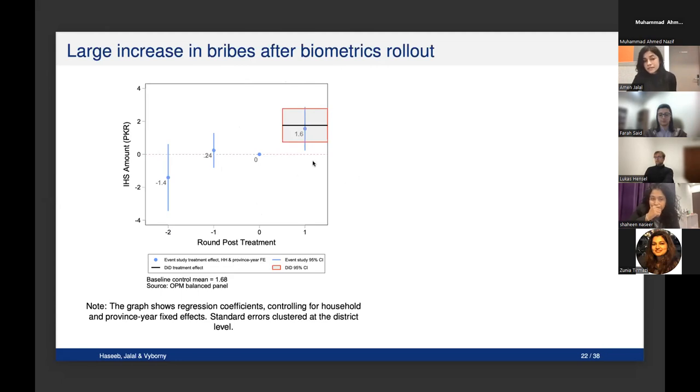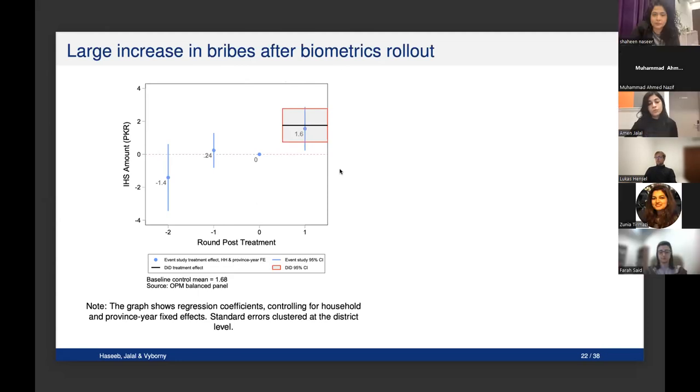So what you're seeing here is that after the rollout of biometrics, there's a large and almost 100% increase in the amount that is paid in bribes. We don't think that this effect is driven by any other aspects of the program. For example, you might worry that before the rollout of biometrics, a woman who is a beneficiary of the program could give her ATM card to someone else to go and collect the money on her behalf. And then after the rollout of biometrics, she's obviously there in person to scan her fingerprint.